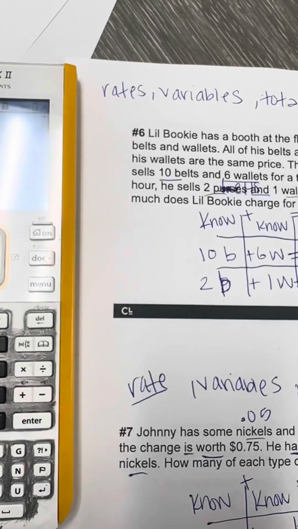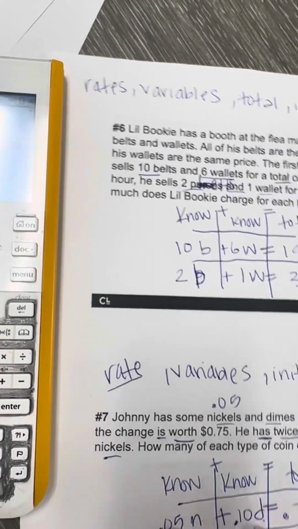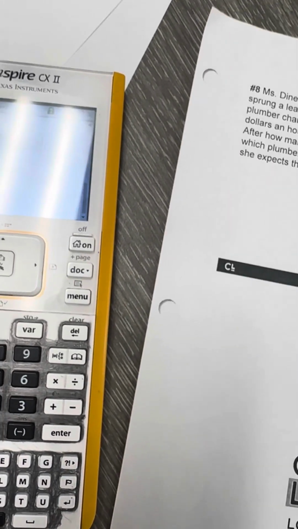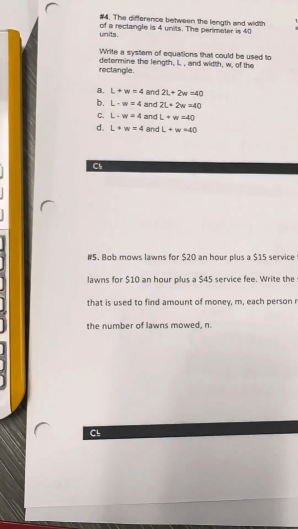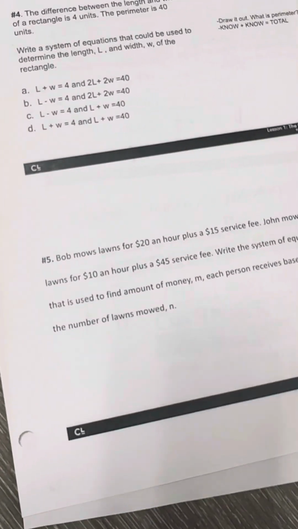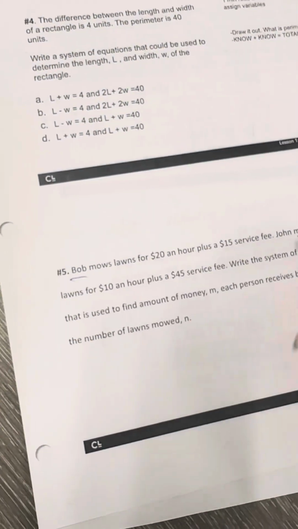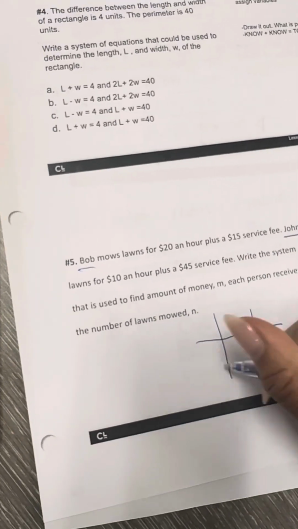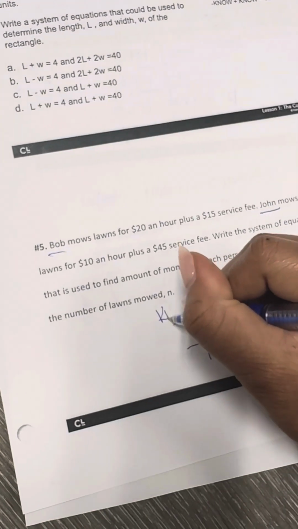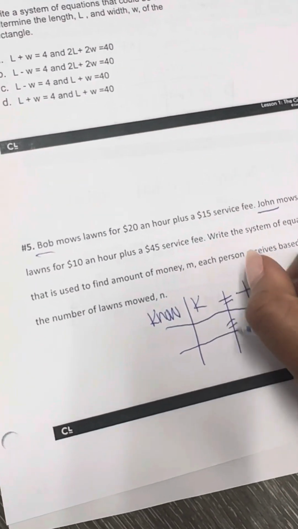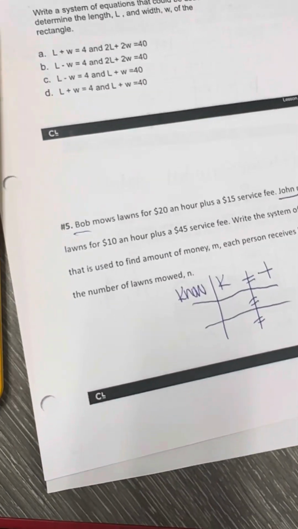Let's do a rate one, when you have a rate and an initial value. Bob mows the lawn. So we have Bob and we have John. Make your tic-tac-toe. Total: what you know plus what you know equals your total. Let's look for our totals first.